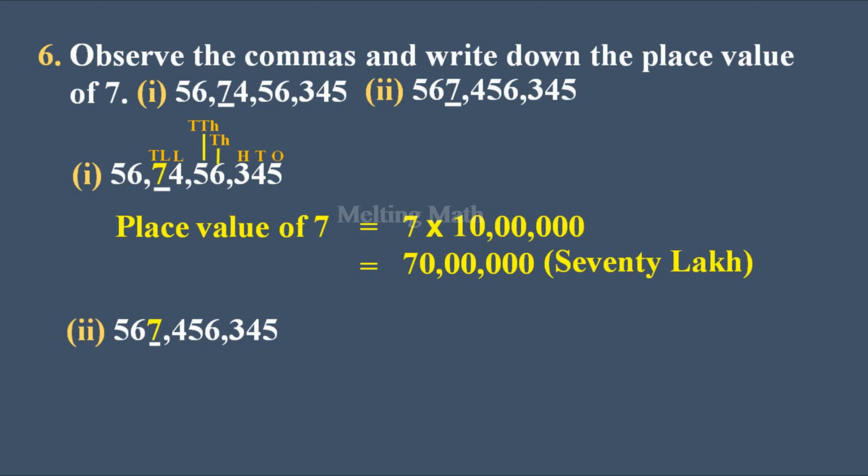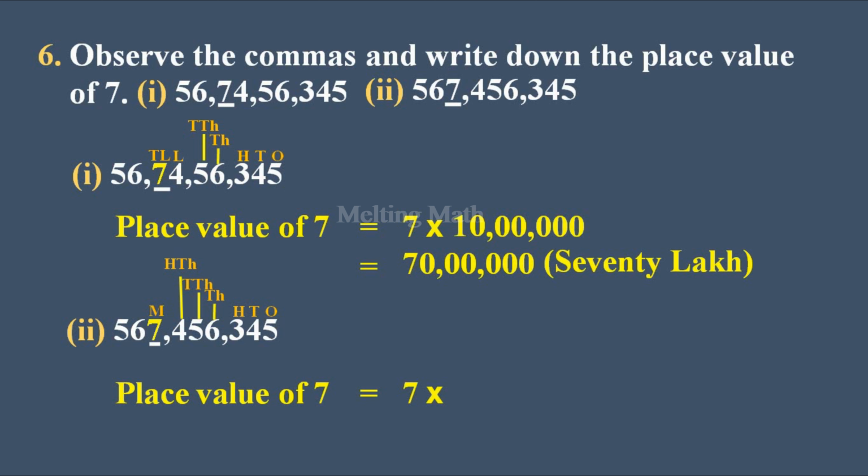Here it is. So then write the places of each digit first. We know the last digit 5 is in the ones place, next is tens, next hundreds, next thousands, next 10,000, next 100,000, next million. So here 7 is in the place of million. So the place value of 7 is 7 into 1 million. So just write 1 million here.